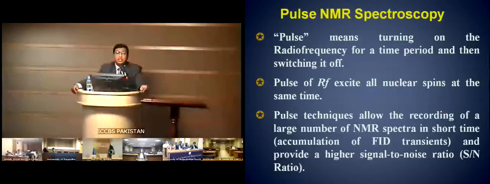Actually, there is a difference between a high resolution NMR spectrum and a so-called high throughput dirty NMR spectrum. In a high resolution NMR spectrum, I didn't want to confuse you, but let me do that.